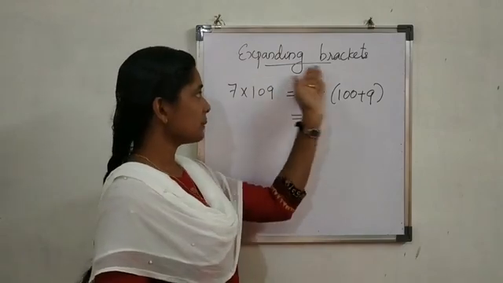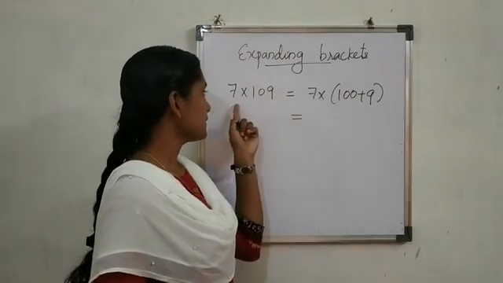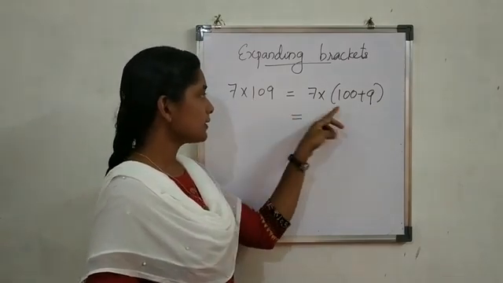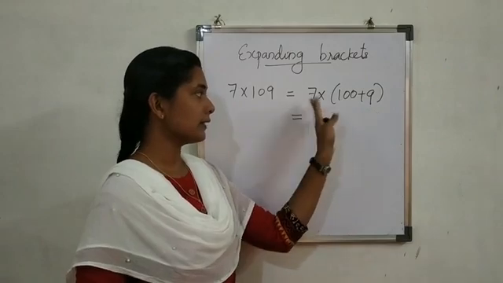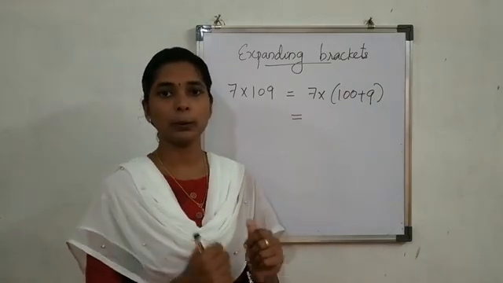Next topic is expanding bracket. How do you expand this bracket? Okay. This is 7 into 109. And this 109 I just write here as 100 plus 9, that is 7 into (100 plus 9). Then we have to open this bracket. How will you open this one?